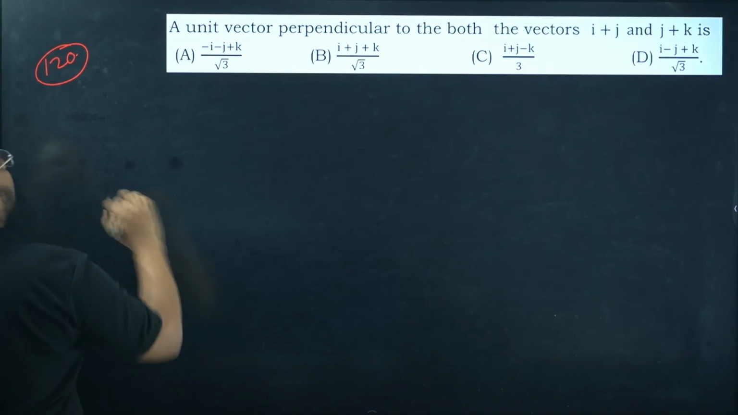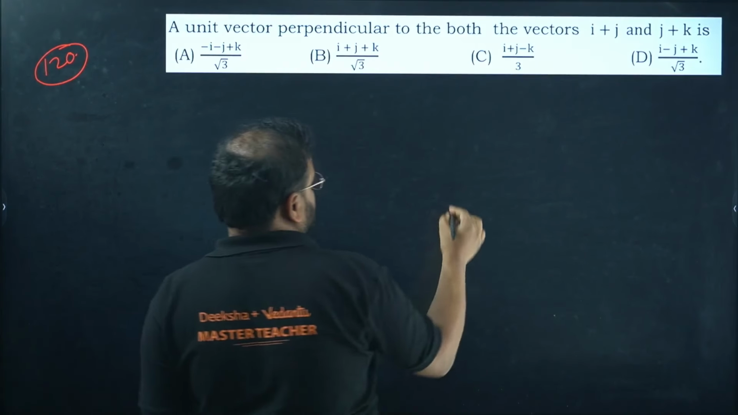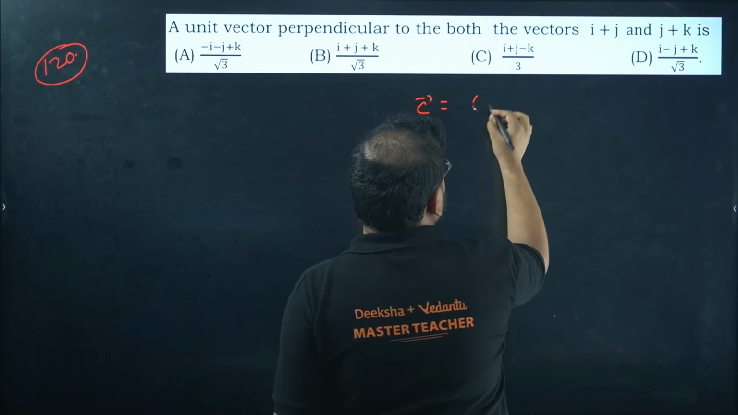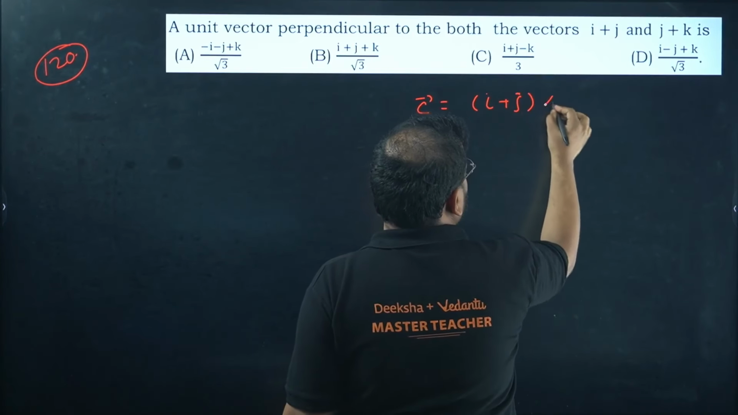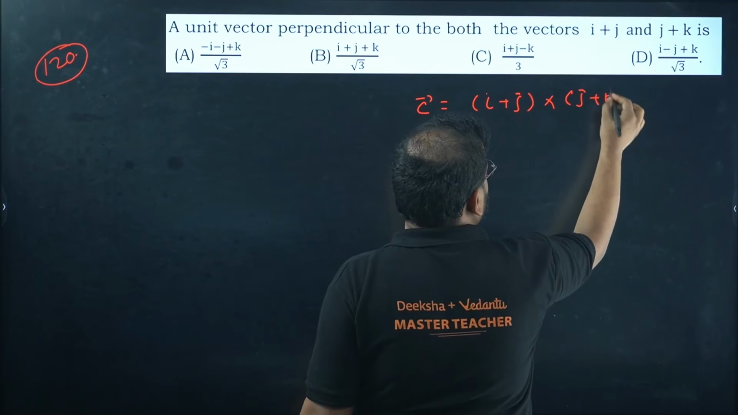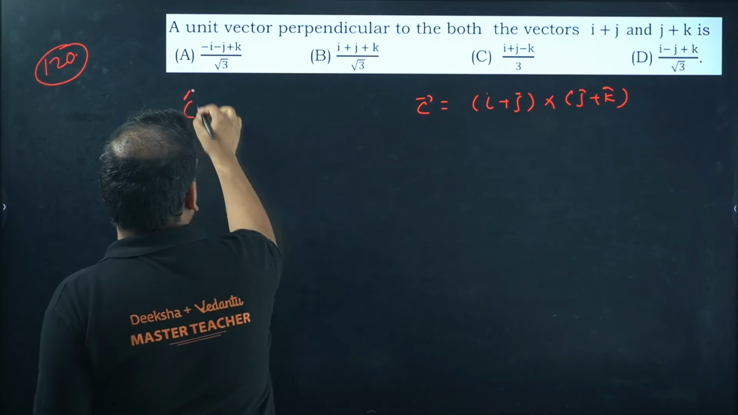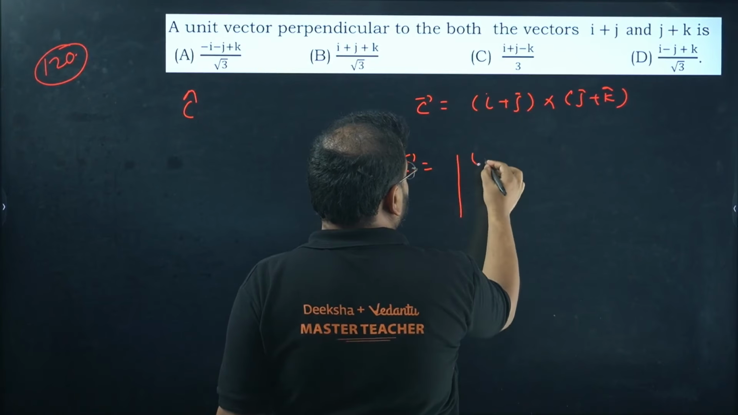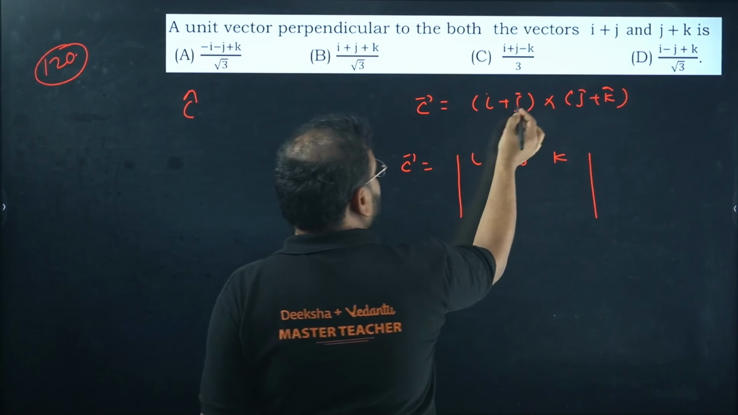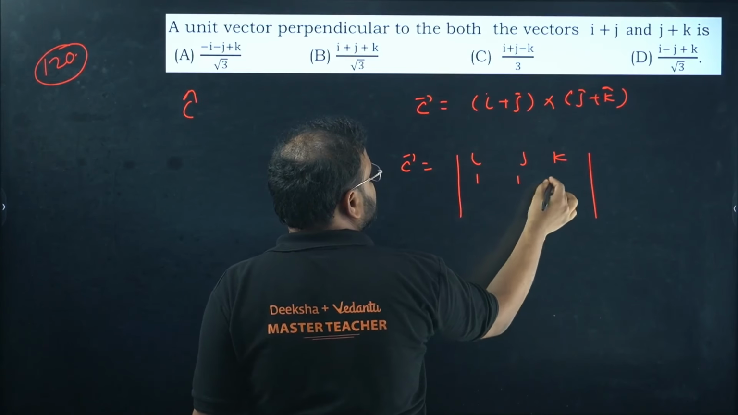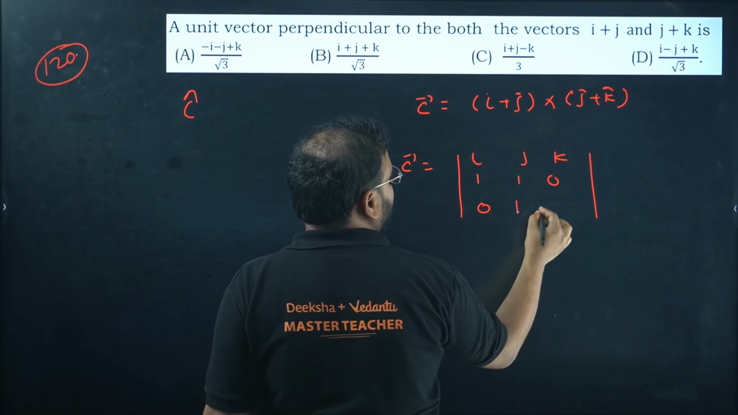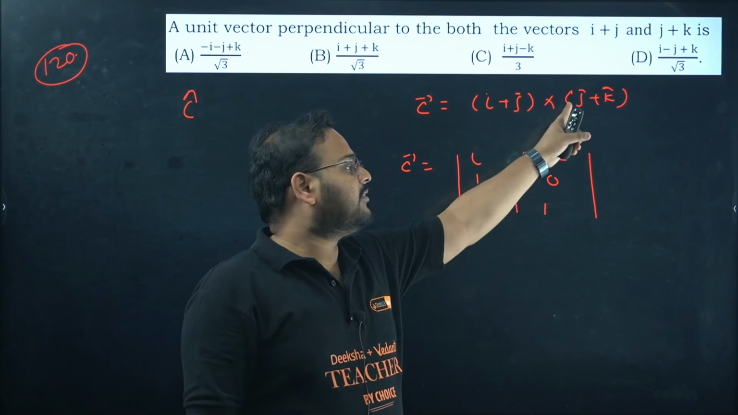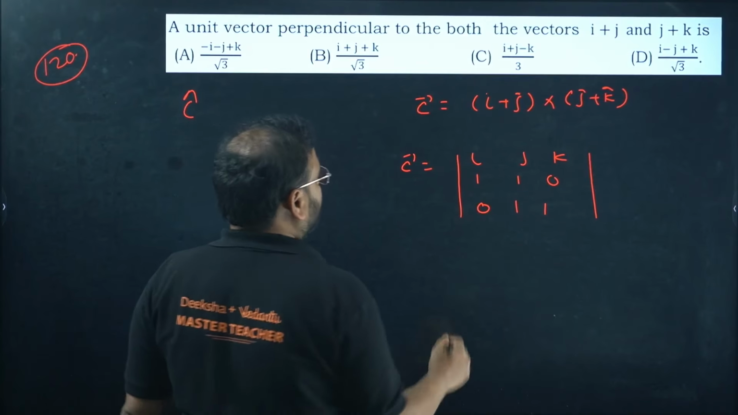120. A unit vector perpendicular to both the vectors. Let's say the vector perpendicular to both is C, the cross product of I plus J with J plus K. They are asking us for C cap, so we have to find C first. Start with I, J, K in the first row. The coefficients are 1, 1, 0 in the first row, and 0, 1, 1 in the second. Find the cross product.